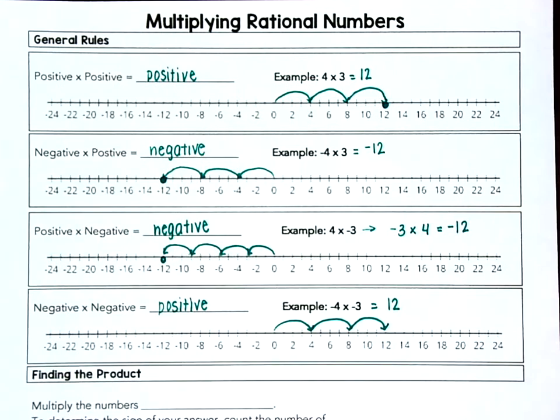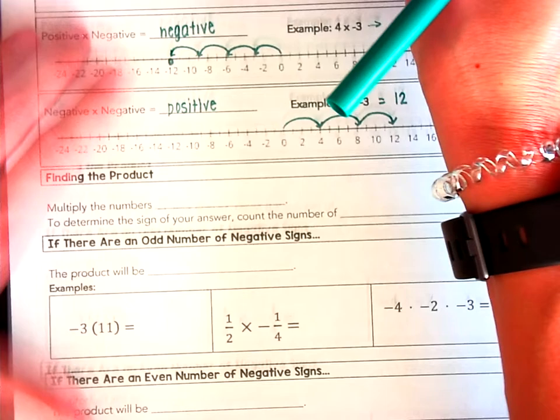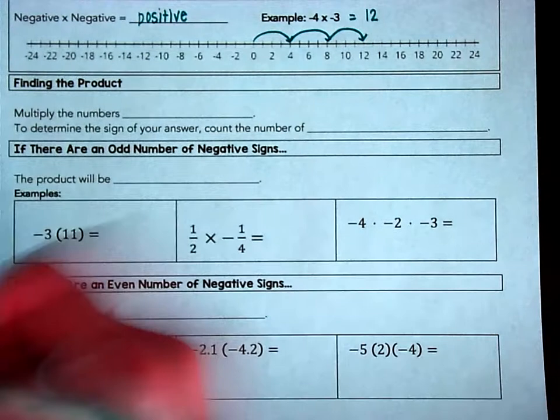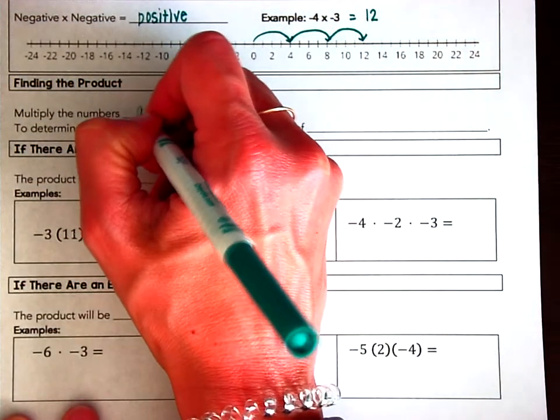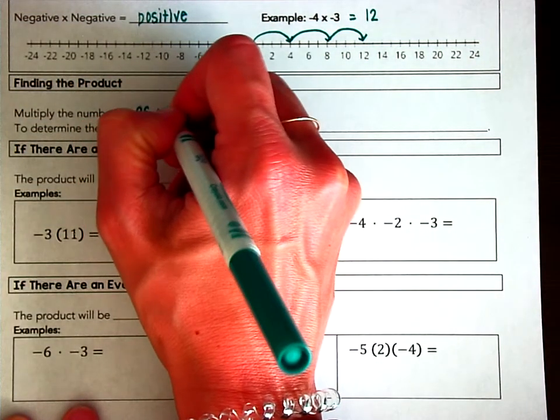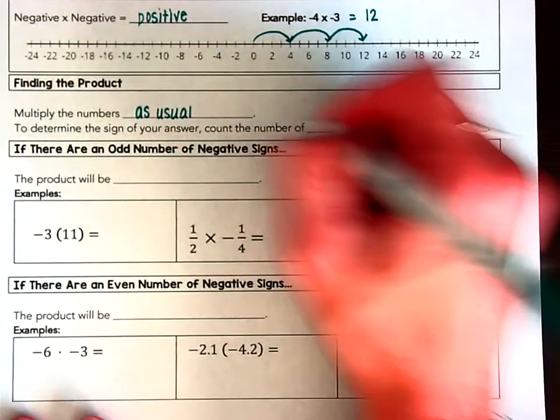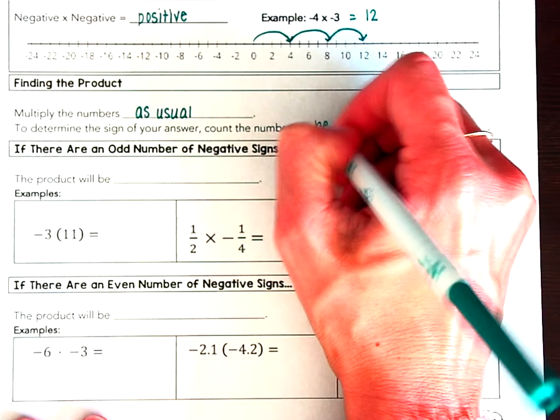So as a general rule of thumb, a positive times a positive and a negative times a negative will result in a positive product, and a negative times a positive or a positive times a negative will result in a negative product. So anytime that you are asked to find the product of any positive and negative numbers, or rational numbers in general, the nice part is you can multiply the numbers as usual. So you're going to multiply them as you normally would. And to determine the sign of your answer, you are simply going to count the number of negative signs.